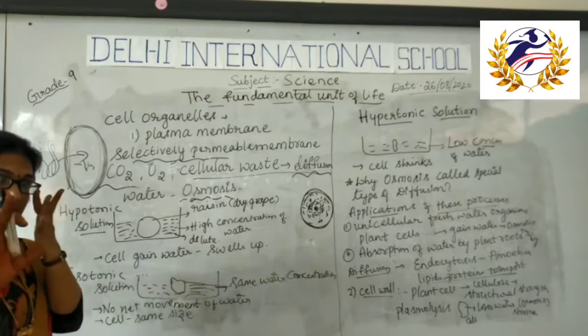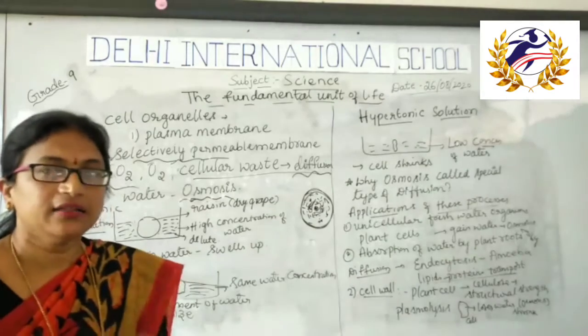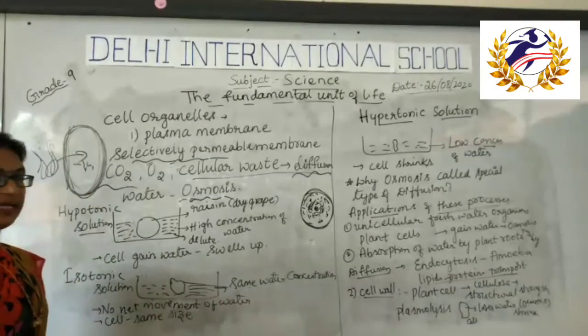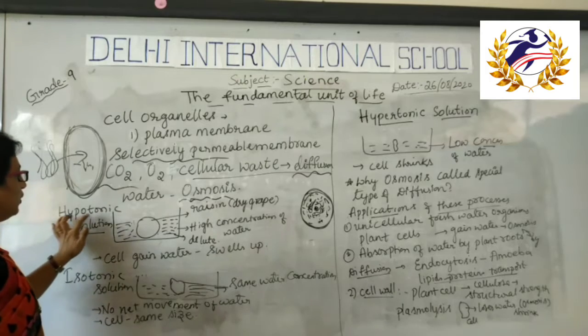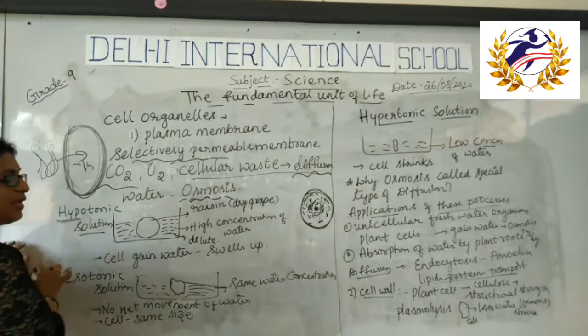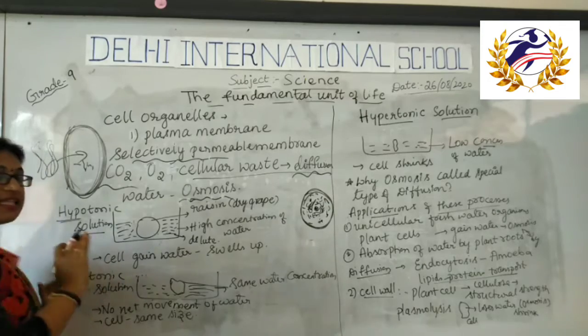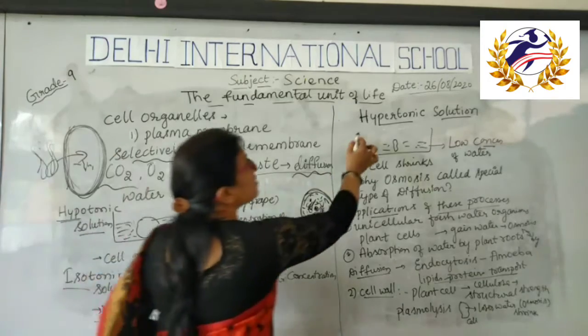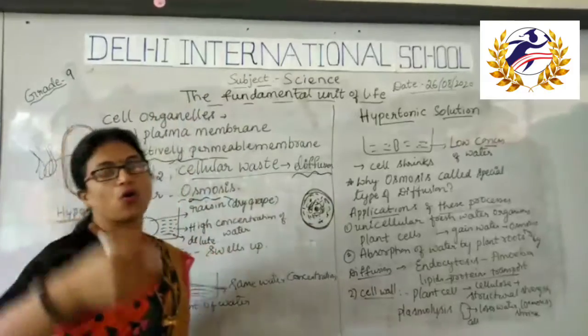That there are three types of cell conditions, that we will see by seeing the experiment. So hypotonic solution. Hypo means less. Iso means same. Hyper means more.